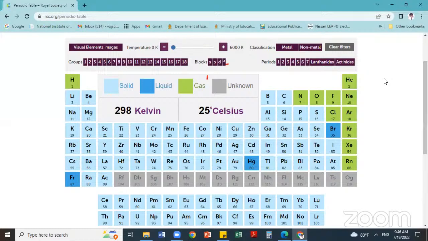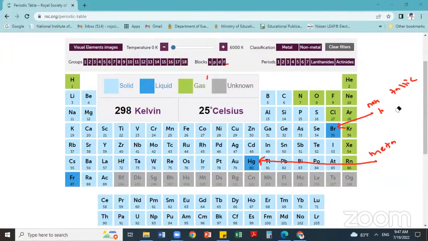You can see the blue color background is solid. Dark blue background is liquid. What are the liquids? Francium, mercury and bromine. One more very important piece of information: bromine is a non-metallic liquid. Please put an arrow towards bromine. Bromine is a non-metallic liquid, and mercury is a metallic liquid, a liquid metal.